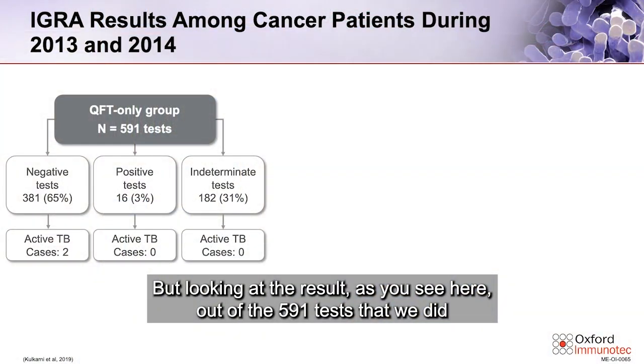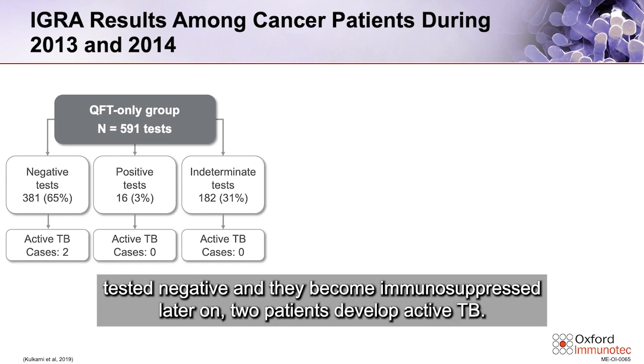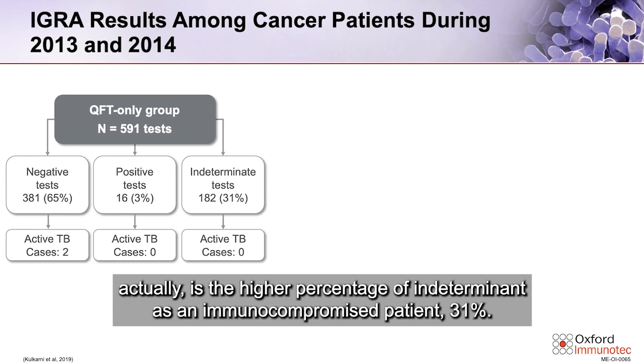But looking at the result, as you see here, out of the 591 tests that we did on cancer patients, we had 65% on the QuantiFERON assay who tested negative, but even when they tested negative and became immunosuppressed later on, 2 patients developed active TB. Now, 3% had a positive assay, but no one developed TB down the road. And what is more concerning is the higher percentage of indeterminate tests in immunocompromised patients, 31%.